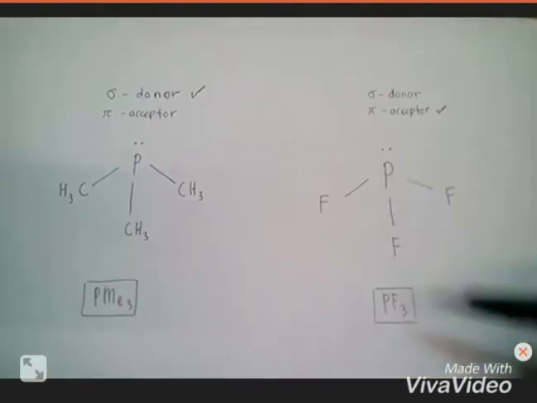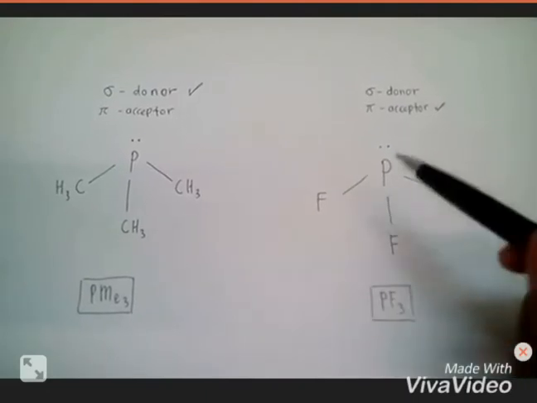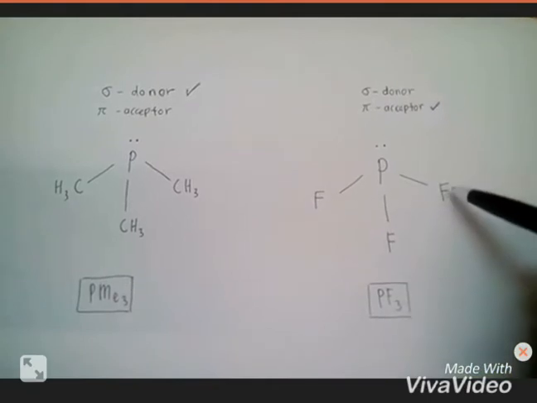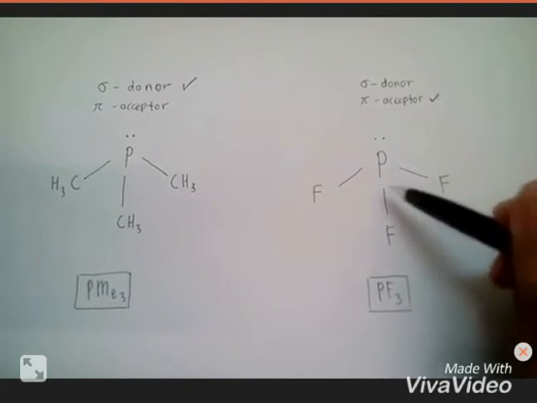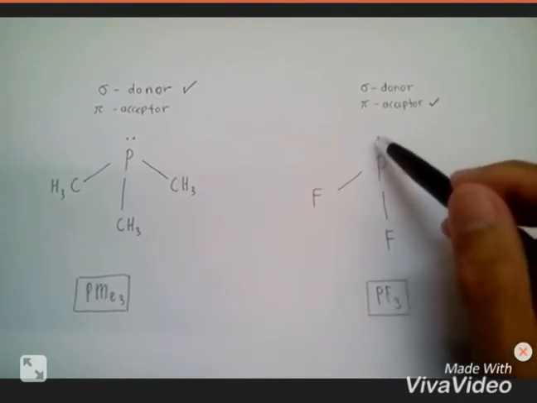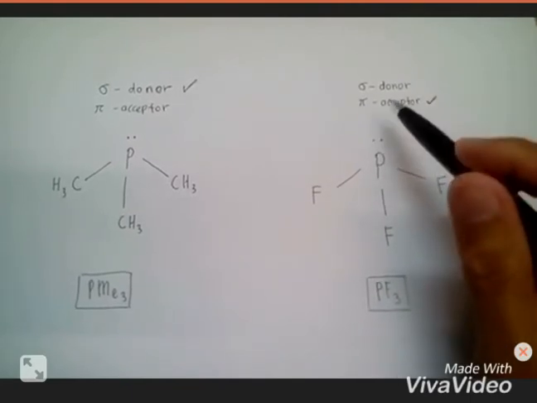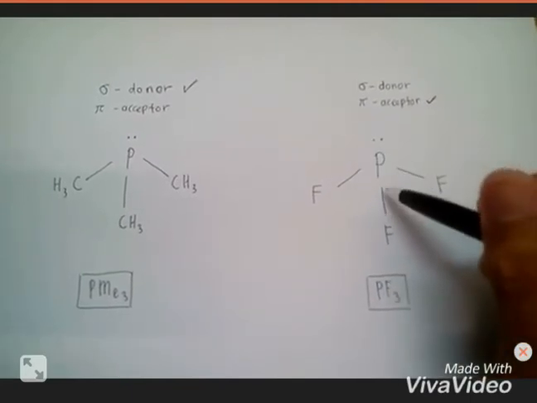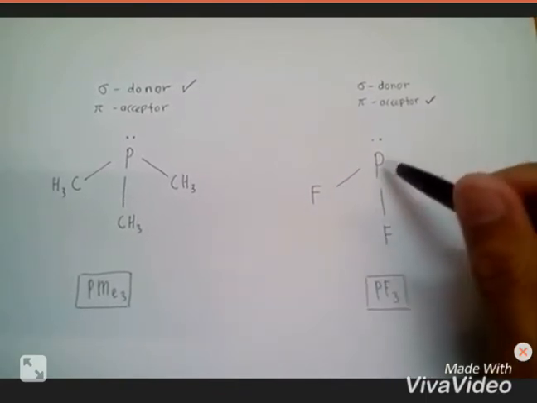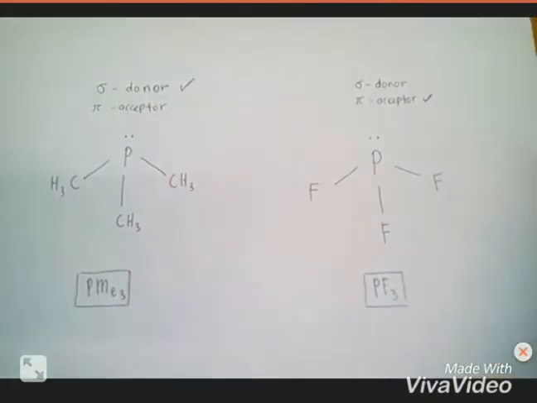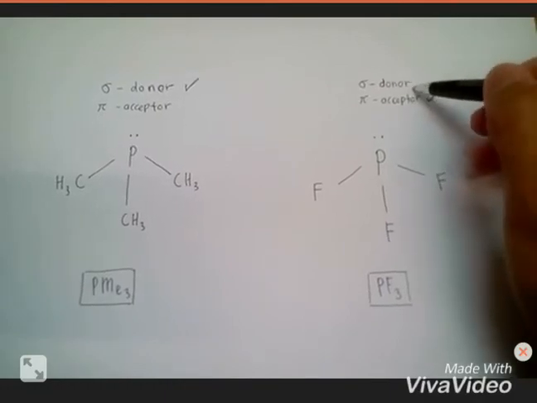So let's look at phosphorus trifluoride. We have 3 fluorine atoms attached to the phosphorus, and this phosphorus atom has 1 lone pair of electrons that can be donated to the metal center. They also have a single bond for each attachment from the phosphorus to the fluorine. Therefore it is known as a sigma donor structure.